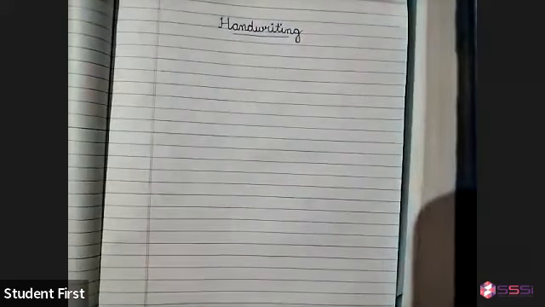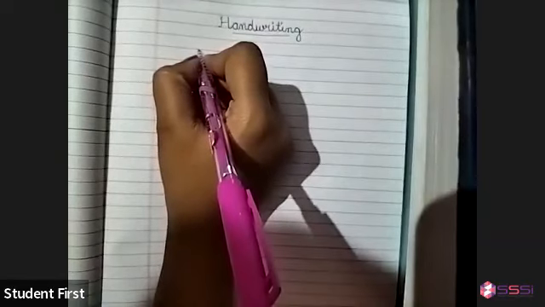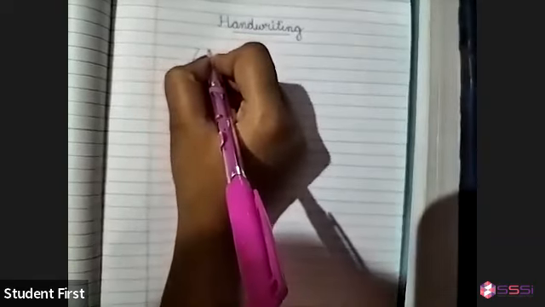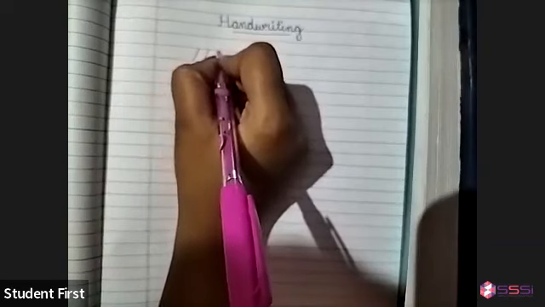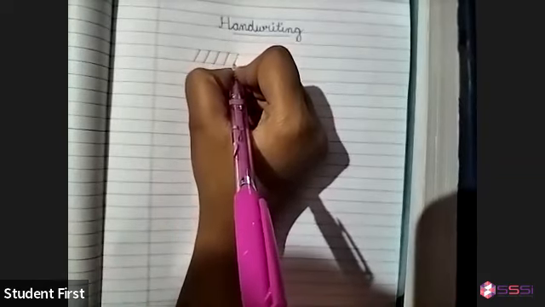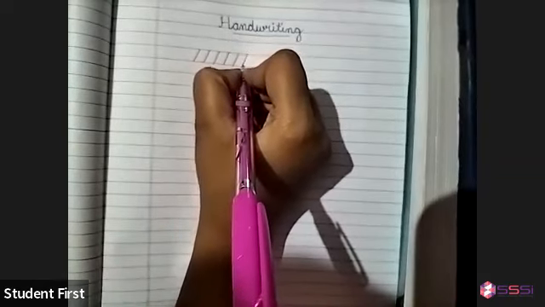So before starting, we'll have a quick description of how we will draw the slanting line and various images. These are just for practice purposes, so that our hand flows. So we are making slanting lines.